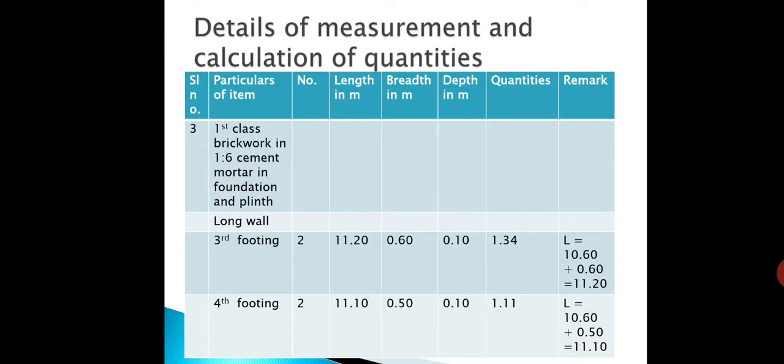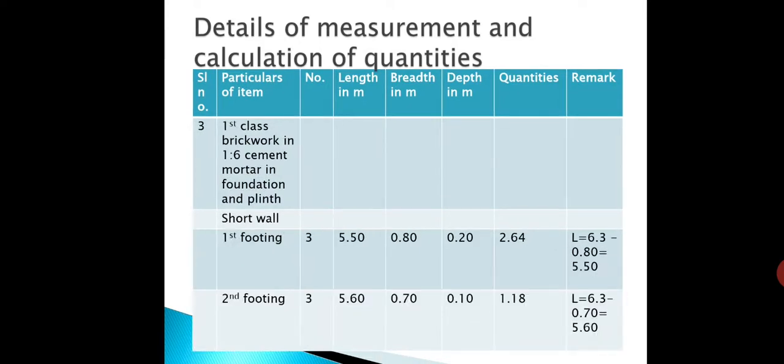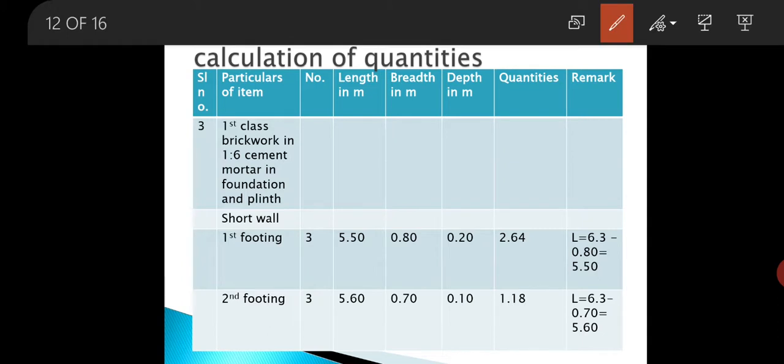In the details of measurement form, we will write down the dimensions. For short wall, first class brickwork in foundation, this is the particulars of item, then short wall, then first footing. The number of short walls is 3, so in place of number we will write down 3. Then the length is 6.3 minus 0.8. 6.3 is the center to center length of short wall. From that, we subtract half of the breadth from both sides, that means 1 breadth.